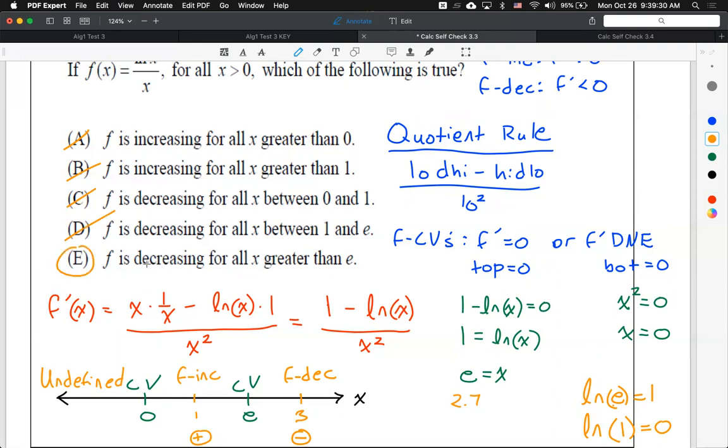Let's read E: F is decreasing for all x greater than e. Oh, yeah, that I agree is true. It's not the complete statement because it's also increasing between 0 and e, but I agree that it is decreasing for all values greater than e.